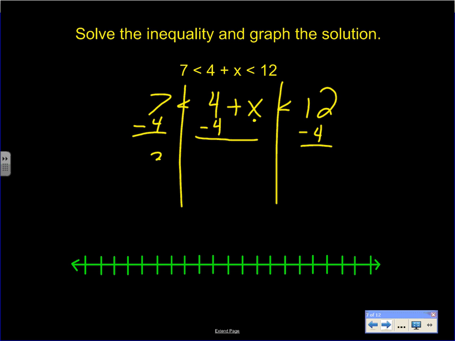So 7 minus 4 will give us 3. 4 minus 4 cancels. We're left with x, and we're left with 8. 12 minus 4 is 8. The inequalities will drop down. And if you notice, that is the same answer that we got when we split them apart. We have the same answer. You just have to make sure that if you subtract 4 from x, you have to subtract 4 from both problems, both inequalities. That's the part you just have to recognize. You have two problems here.